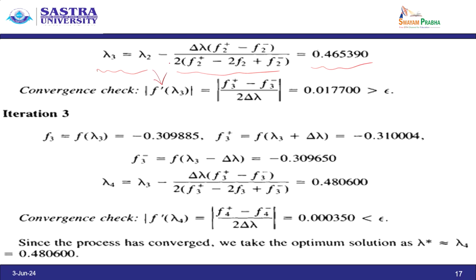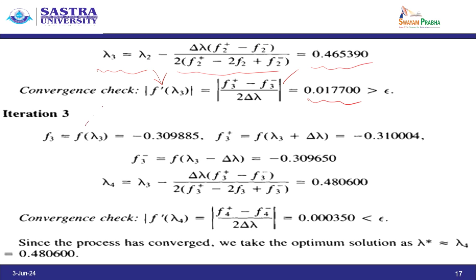The rule is f3 plus minus f3 minus divided by 2 delta lambda. So, f3 plus is nothing but f of lambda 3 plus delta lambda. f3 minus is f of lambda 3 minus delta lambda. Subtract them. Delta lambda is 0.01. So, the net value is 0.017700, which is greater than epsilon. Therefore, it is not nearly equal to 0. Therefore, we have to proceed further.